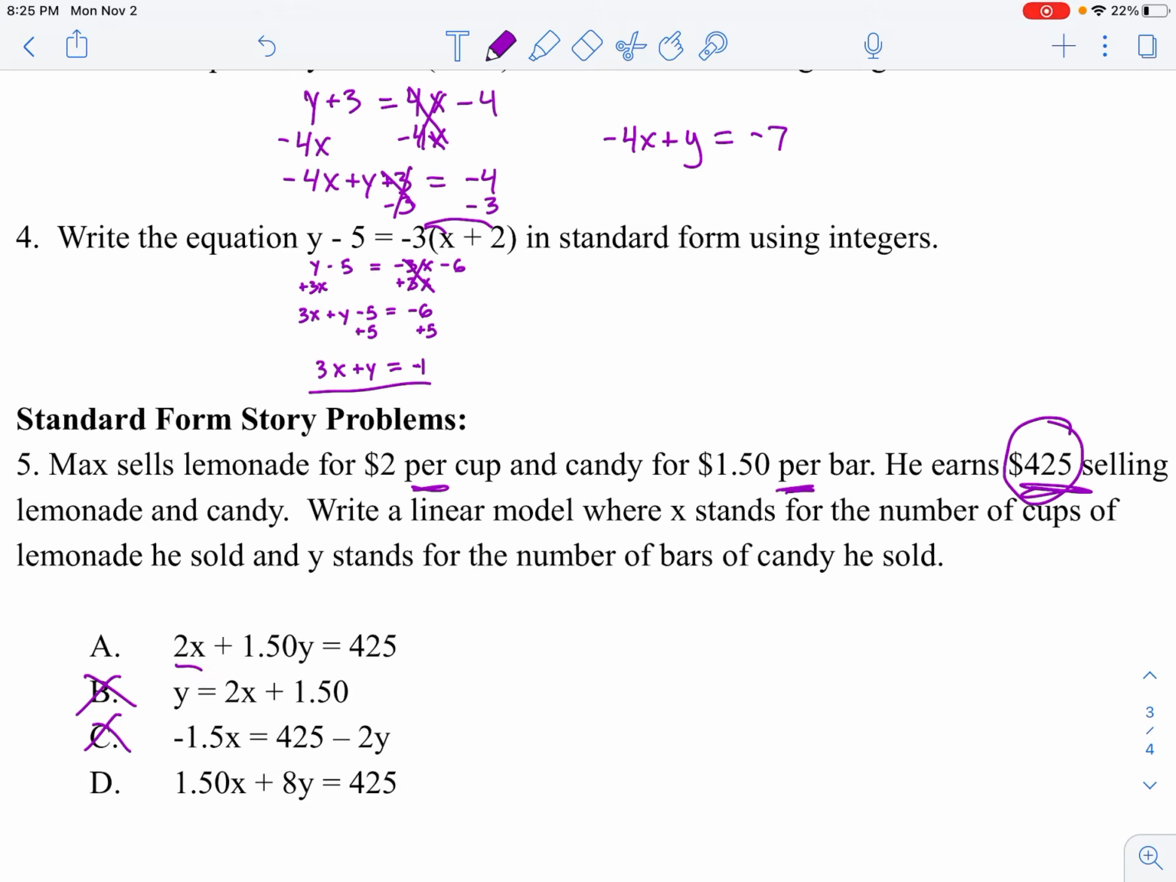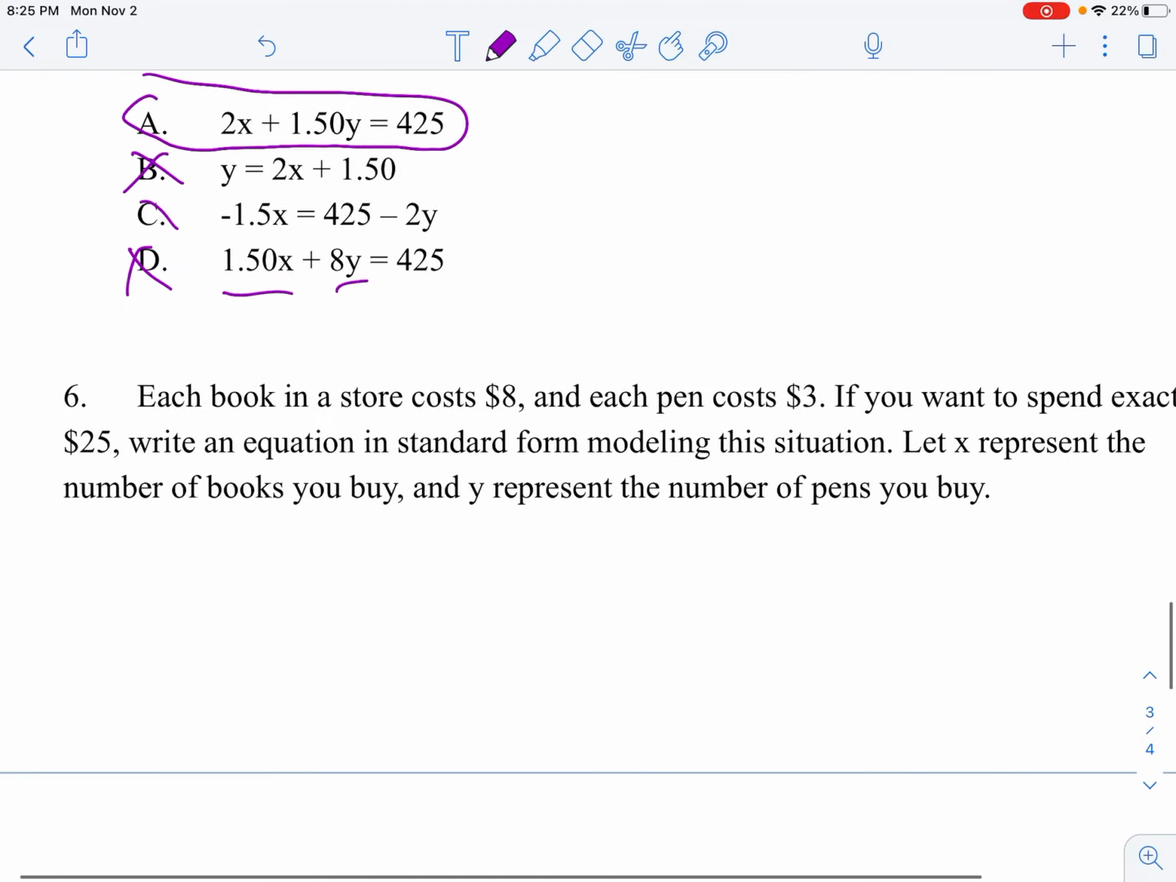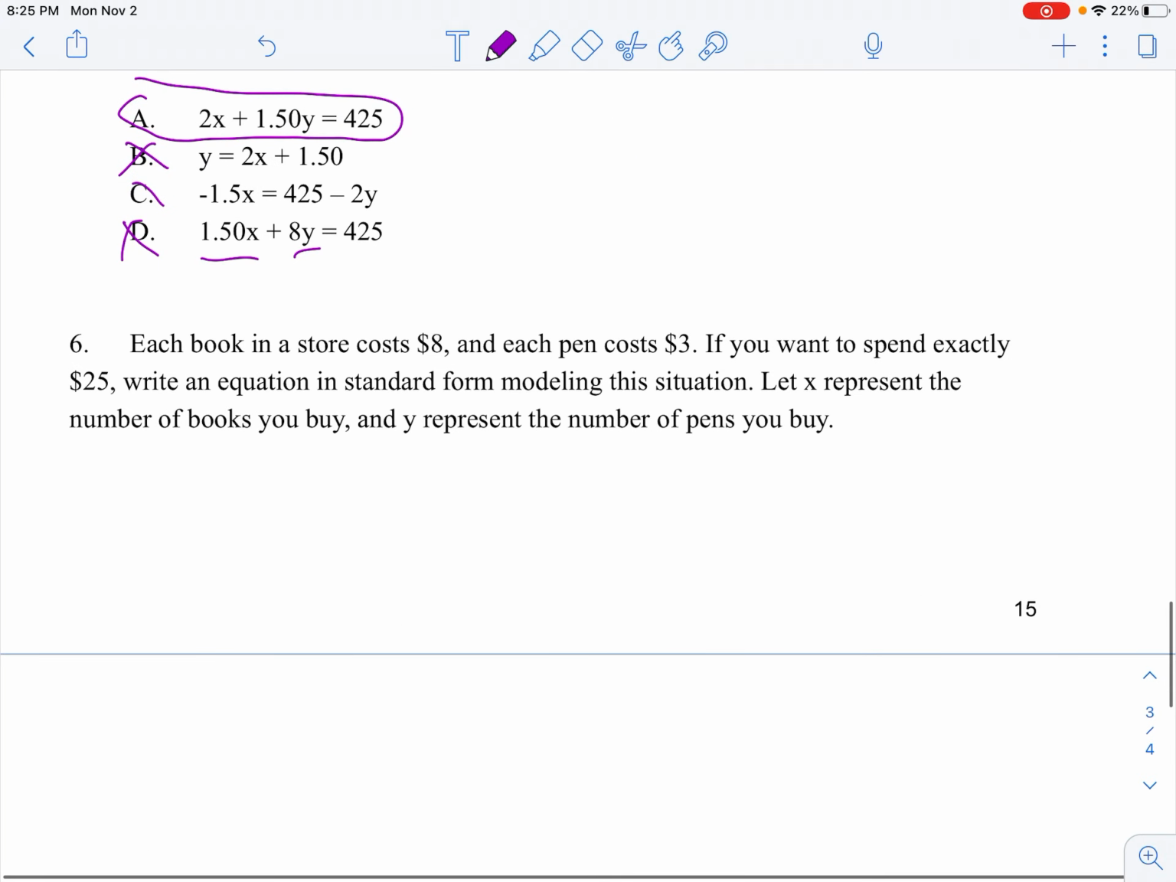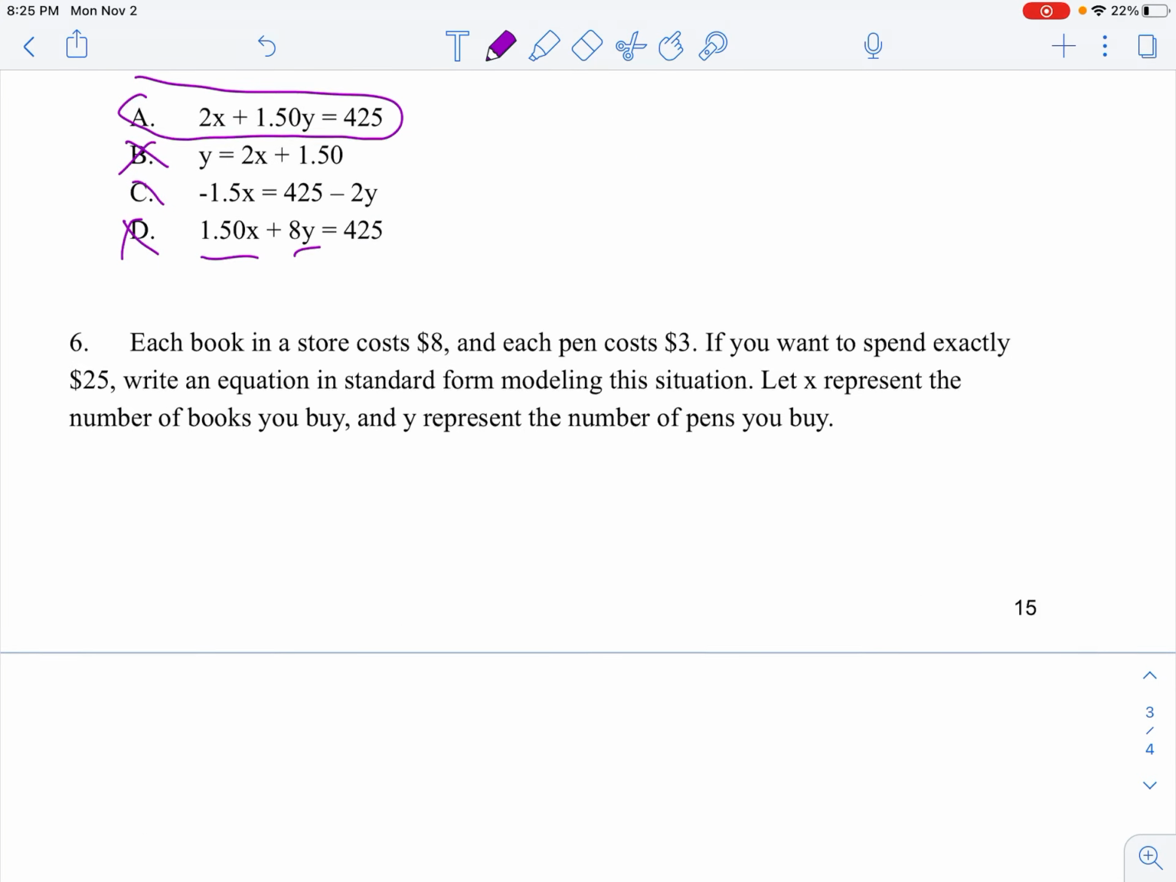It said it was $2 per cup, which would make sense with A, and then $1.50 per bar, which would make sense with B, or I'm sorry, with the second part of A. So that means it must be A. Down here it had $1.50 per cup, and it had $8 per candy bar. That $8 wasn't even in the problem itself, so it can't be letter D either.